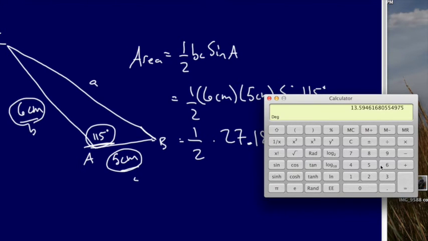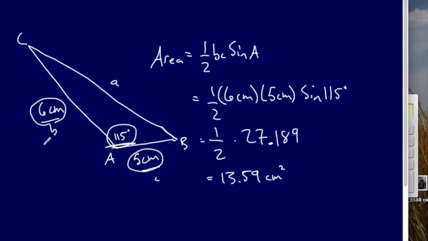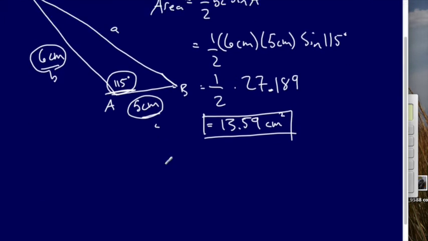So we're going to divide that by 2, and we're going to find out that it's 13.59. And don't forget the units here. We were dealing with centimeters, so this here is actually going to be centimeters squared. Okay, so we know that the area of this triangle is 13.59 centimeters squared.